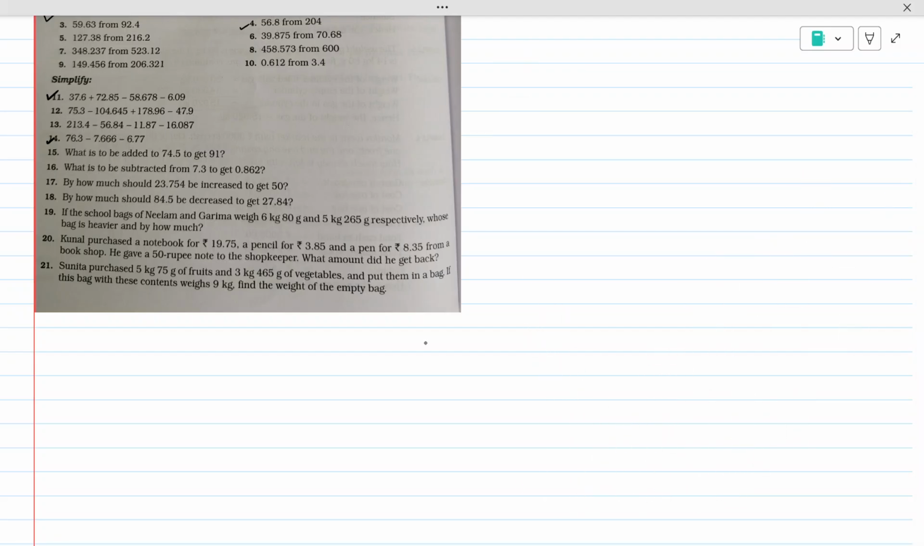So let's do question number 14. We have 76.3 minus 7.666 minus 6.77. These are the numbers given to us. First of all, let us subtract these two, and since they are not like, we are going to make them like fractions first. So we are adding two zeros to make it a like fraction.